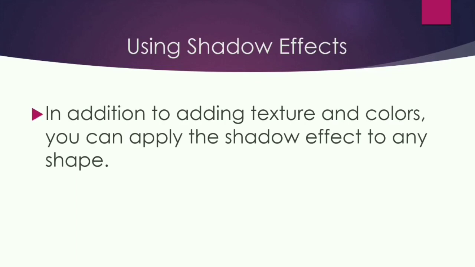Next, using shadow effects. What is the meaning of shadow? Means you can make the shadow of any object, of any text, of any picture. Okay. In addition to adding texture or color, you can apply the shadow effect to any shape. Means if you want to make the shadow of any object or any picture, with the help of the shadow effect you can apply it.